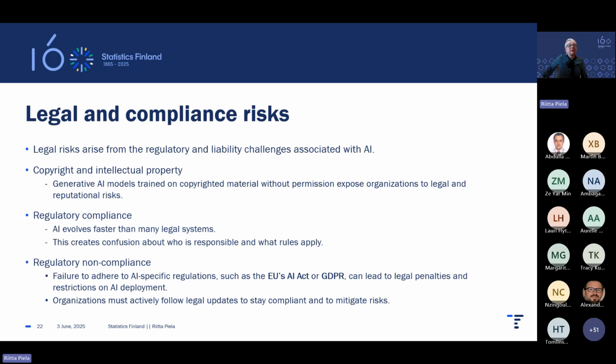Legal risks arise from the regulatory and liability challenges that are associated with AI. There are copyright problems and problems with regulatory compliance, as AI evolves faster than many legal systems. So that creates confusion about who is responsible and what rules apply. And regulatory non-compliance, failure to adhere to AI-specific regulations, such as what we have now in the EU's AI Act or GDPR, which is quite important here on the AI branch, can lead to legal penalties and restrictions. Organizations must actively follow legal updates.